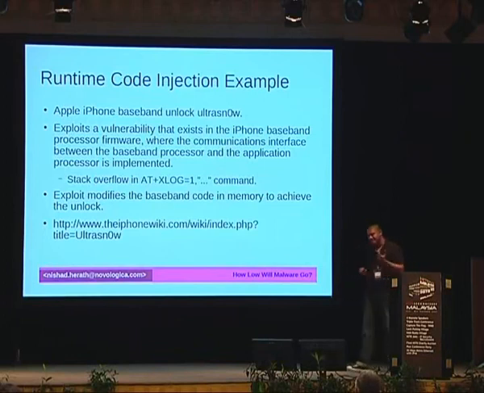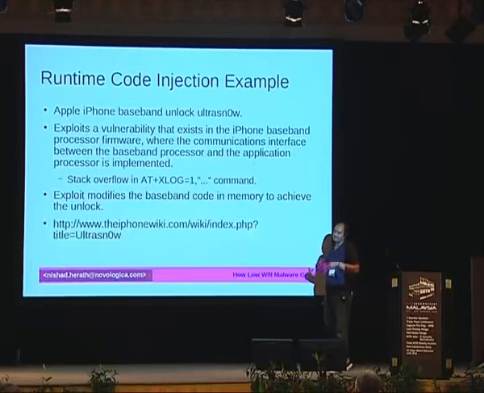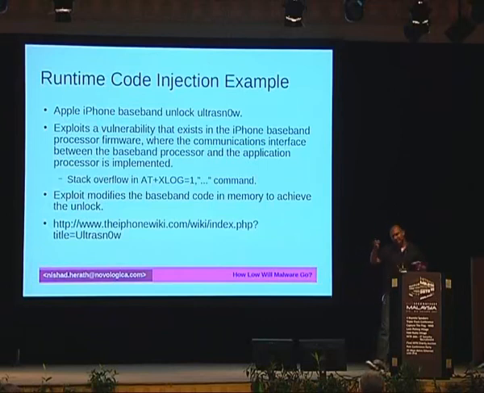The particular vulnerability that works for the baseband that came with 3.0.1 is called the AT+XLOG=1 blah blah vulnerability. It's a straightforward stack overflow, so you don't need to overwrite firmware at all. You can basically inject code, and once you inject code, you can do whatever you want with it. So you don't really need the ability to overwrite firmware to exploit these devices. If they have a vulnerability, just like any other piece of software, you can exploit them.